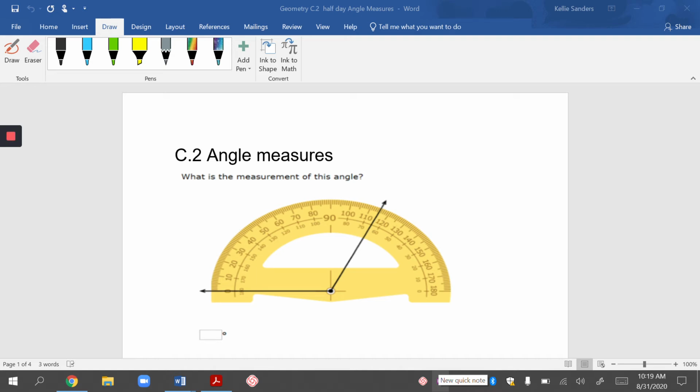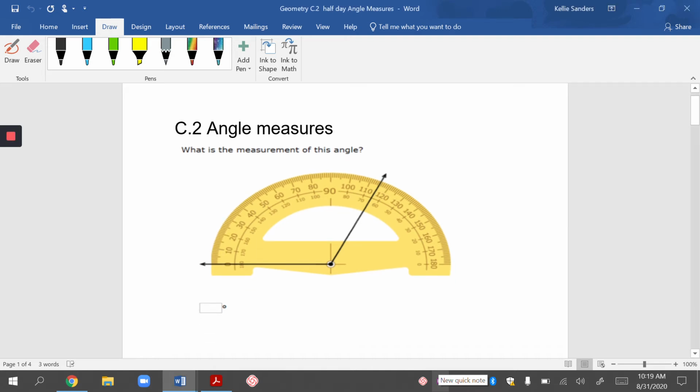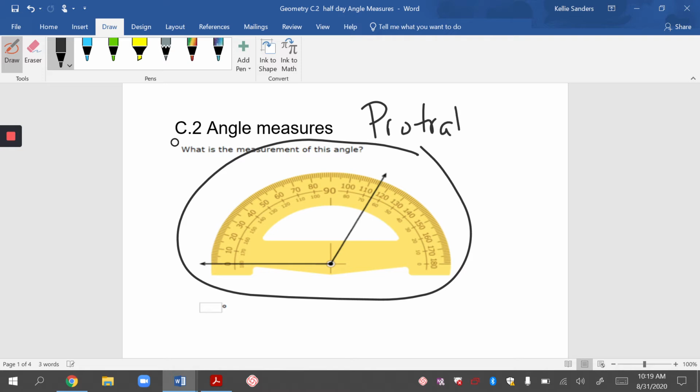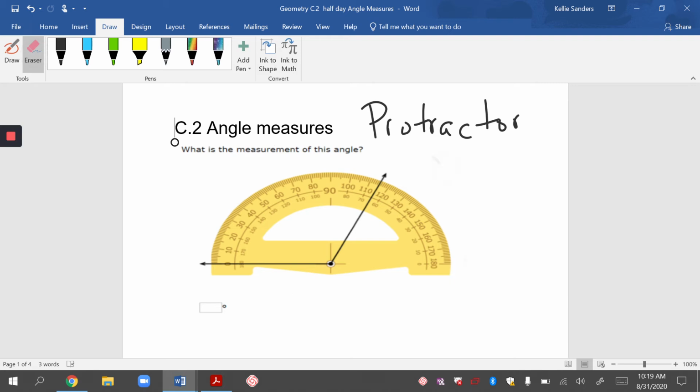Okay, C.2 Angle measures. This is called a protractor, and it allows you to measure angles. The good thing about this lesson in Excel, for the most part, it has the angles already on the compass, and you're able to see what's going on.